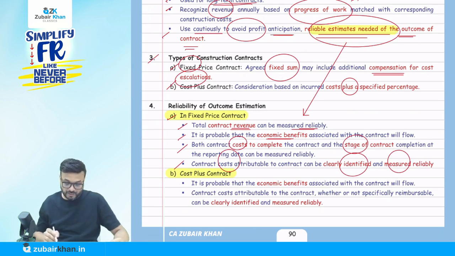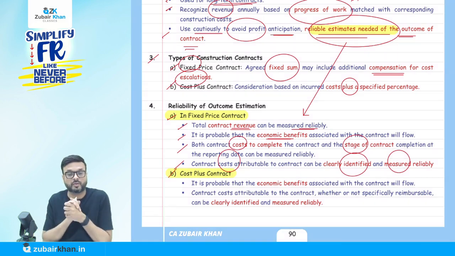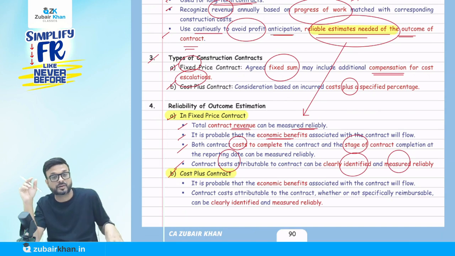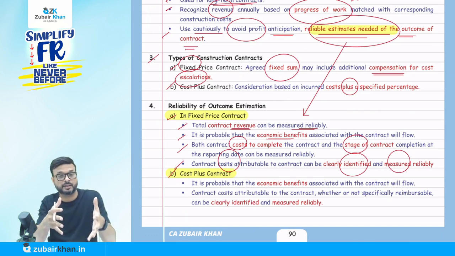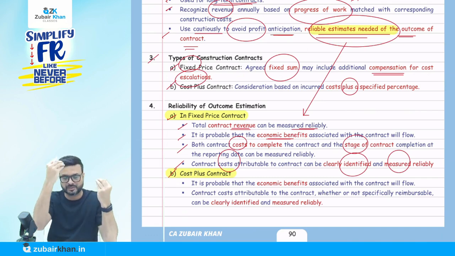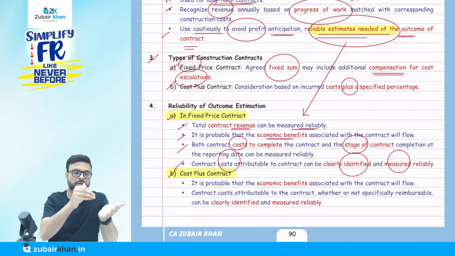Then it says, when it comes to the cost plus contract, what is a cost plus contract? A cost plus contract means that we look at how much cost we have actually incurred, and then how much profit we add with a percentage that was decided. For example, 10%. Suppose the cost I incurred is X, say 100 crores. So 10% will be my profit: cost plus profit.